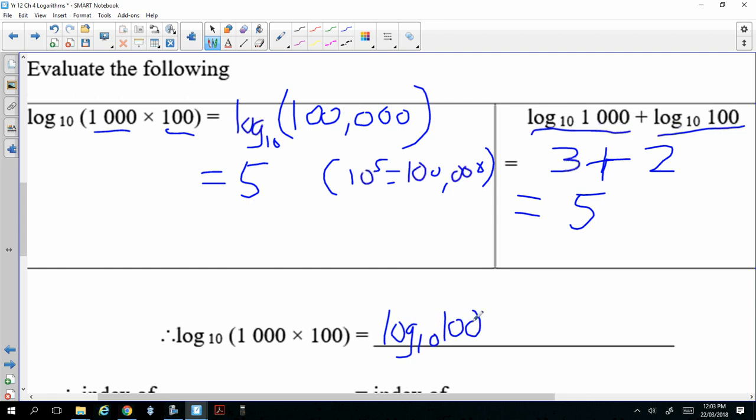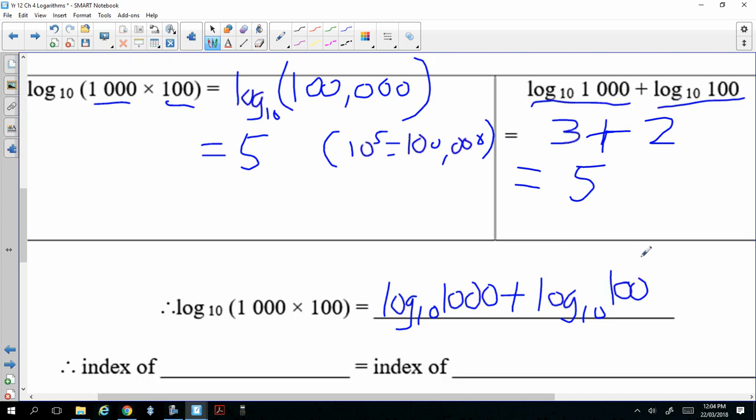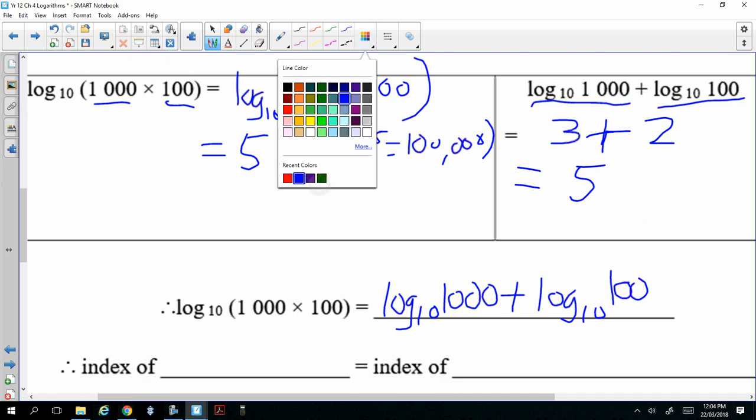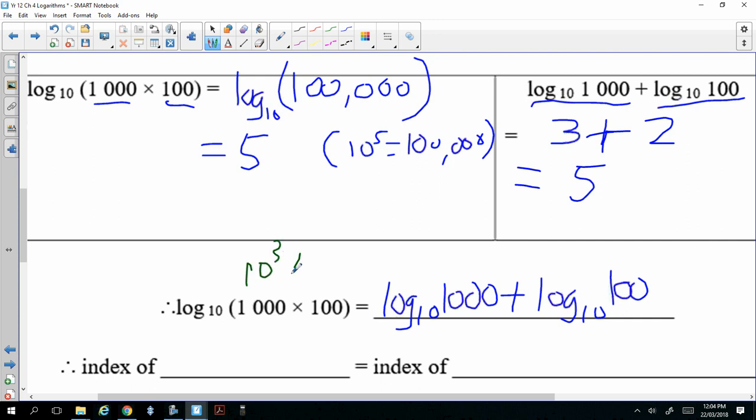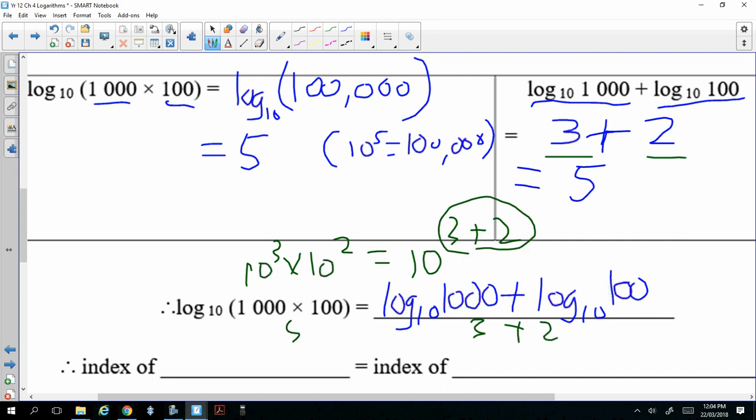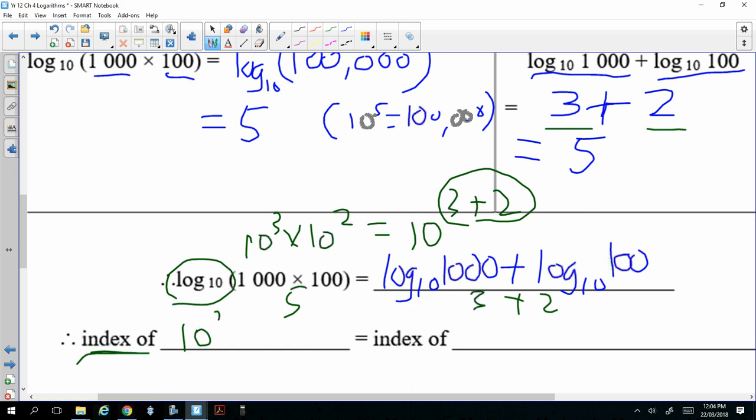So they are the same. It's like doing the index law. If I go 10 to the power of 3 times 10 to the power of 2, it's the same as adding the 3 and the 2, isn't it? Like we did before. The 3 plus 2 is the same as 5. So you can think of log as an index. The index of 10 to the power of 3 times 10 squared is the same as the index of 10 to the power of 3 plus the index of 10 to the power of 2, right?